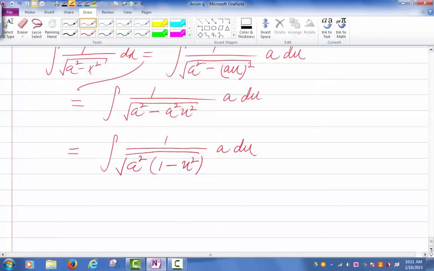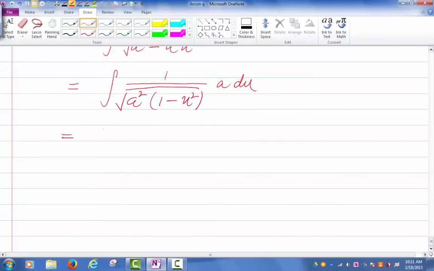And now you can see that root of... what's the root of a squared? The root of a squared, well, let's just assume that a is positive, okay? If I assume a is positive, root of a squared is just a. And then I have root of 1 minus u squared, a du. So what I'm doing here is that I'm assuming a is positive, okay? Otherwise, the square root of a squared would be absolute value there.